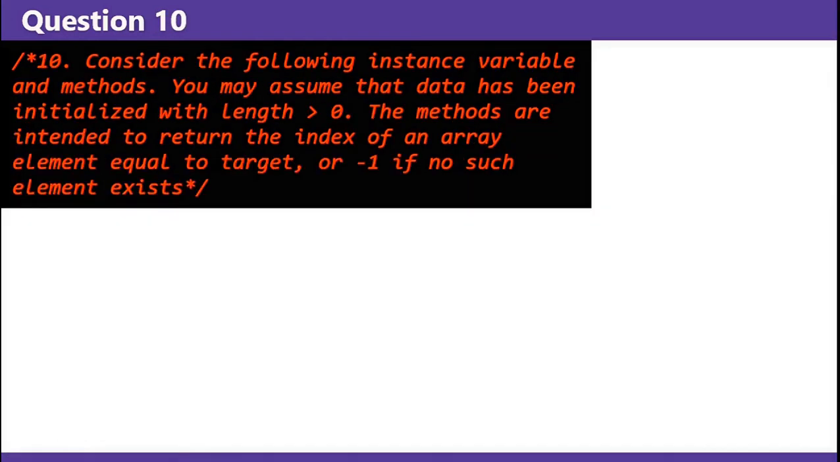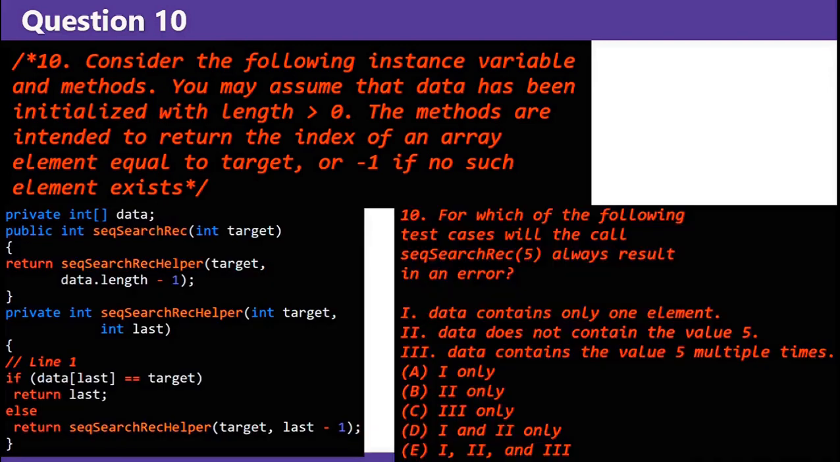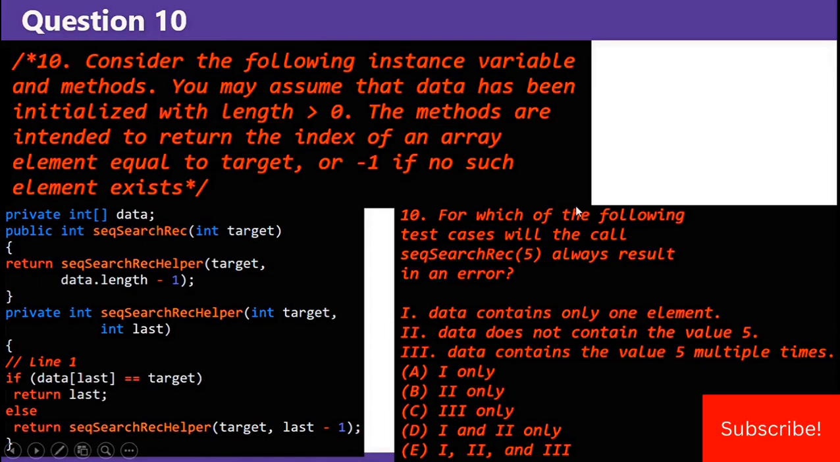For question 10, the code is basically describing a flawed linear search, starting at the end of the array and then going back by 1 each recursive call. The reason it's flawed, though, is there's no condition to return a -1 if the element isn't found. Given that, the answer is B, as the array not containing 5 is the only way that calling the method with an argument of 5 would result in an error.